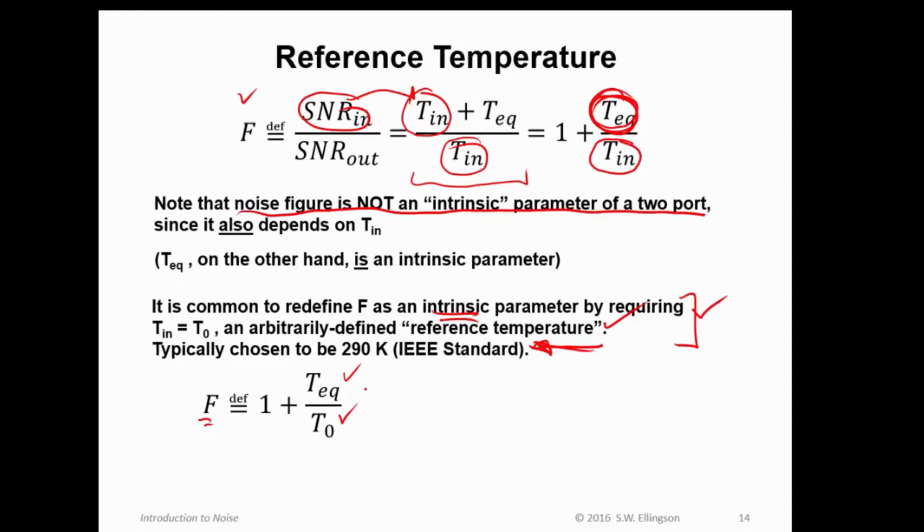But the noise figure of a two-port depends also on this reference temperature. So if somebody tells you what the noise figure of something is, you better make sure you know what the reference temperature is.